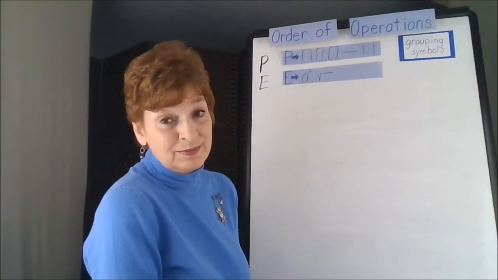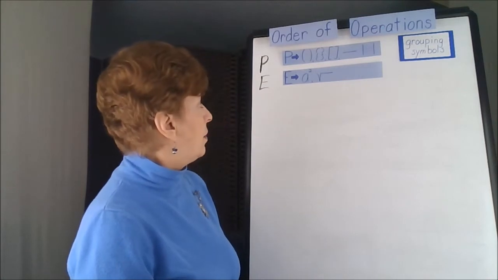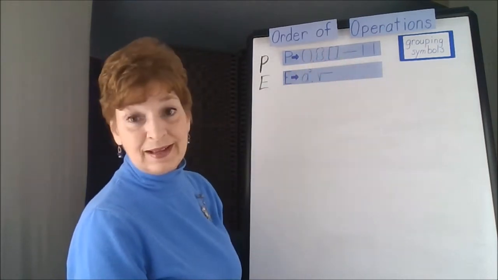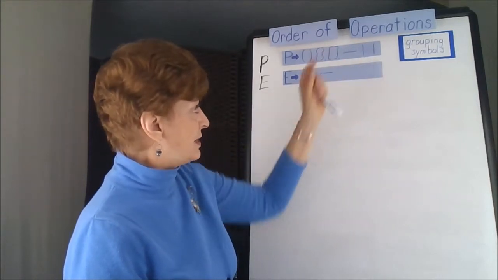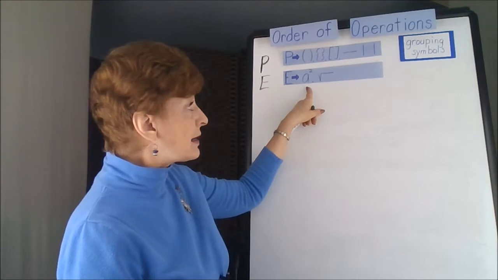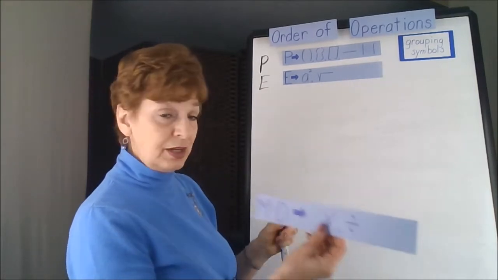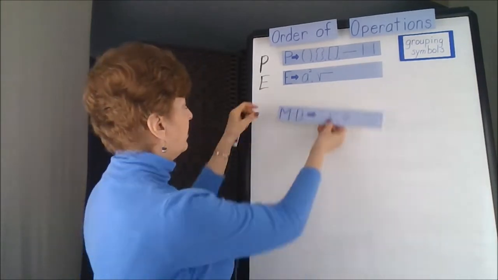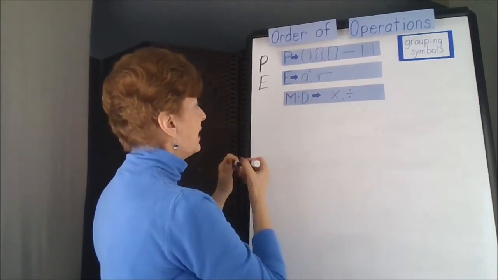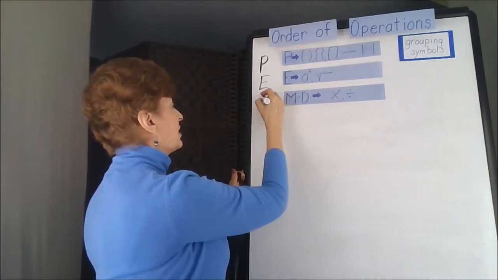Now, if your problem didn't have any parentheses or brackets or absolute value symbols in it, and if your problem didn't have any exponents or radicals, you could start with multiplication and division. You could check that out to see if your problem has any multiplication and division.